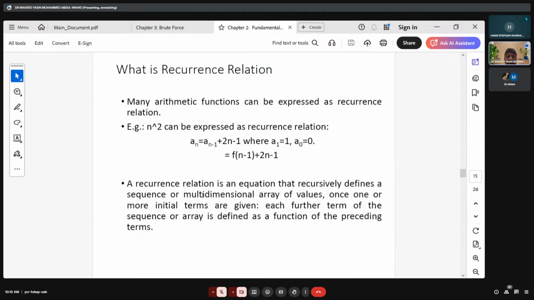A recurrence relation is an equation that recursively defines a sequence or multi-dimensional array of values once one or more initial terms are given. Each further term of the sequence or array is defined as a function of preceding terms.